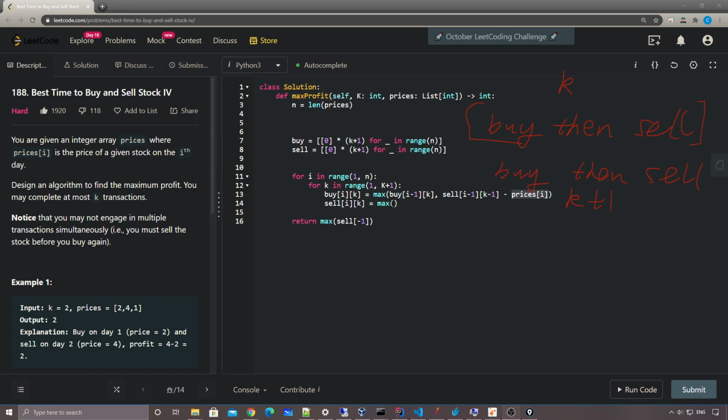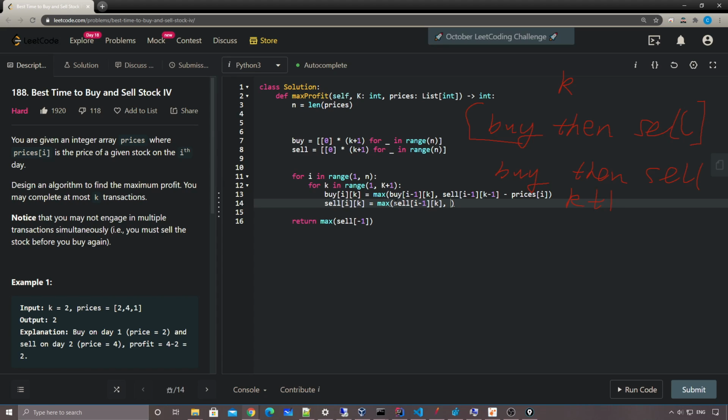Okay, so the first option is that we don't do anything today. Since we're calculating the sell, the last transaction at state i should be sell, which means this comes from sell[i-1][k]. Okay, right? So that's the first state.